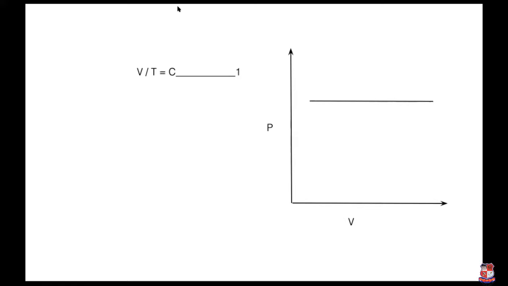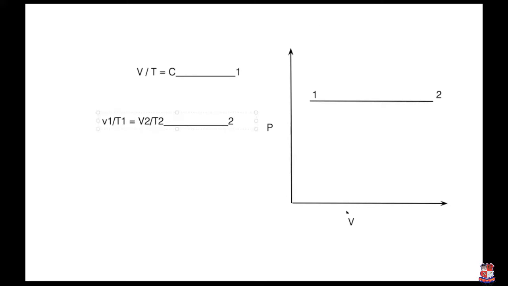Whenever I write down the state 1 and state 2 here, if we write down the equation for state 1 and state 2, then what is the equation? It is V1 by T1 is equal to V2 by T2. This is equation number 2.